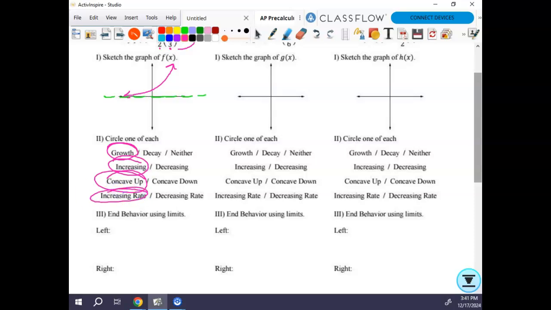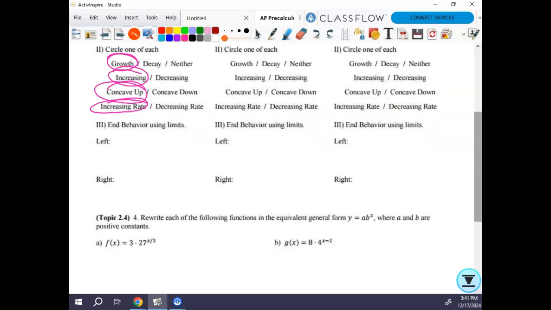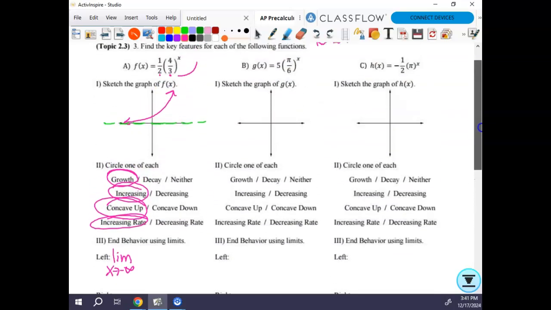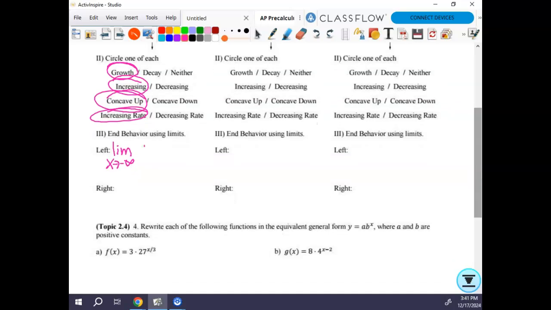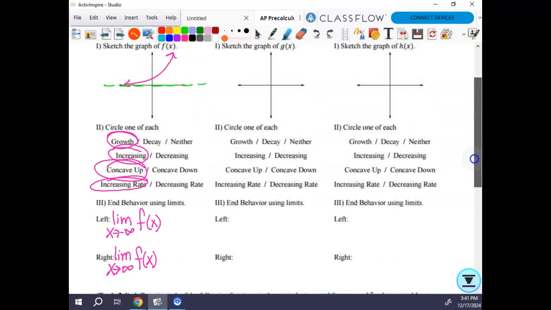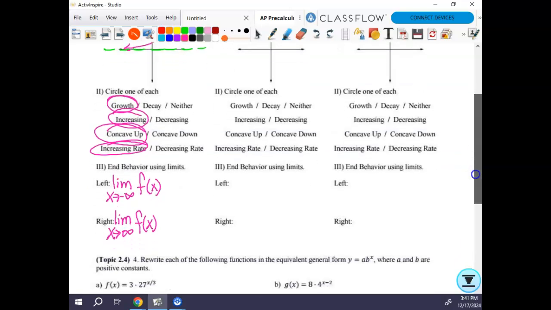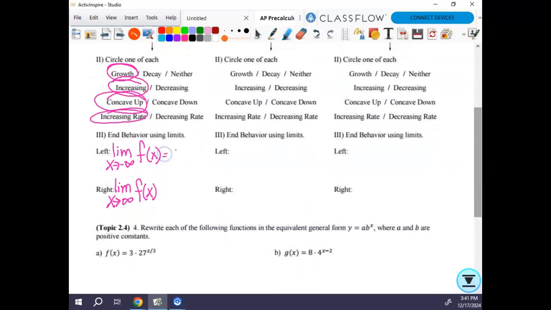Then we write our end behavior. So the limit as x approaches negative infinity of f of x, and the limit as x approaches infinity of f of x. Okay, so when I look up here, as my x is getting infinitely small, y is approaching 0, and when x is increasing without bound, we are approaching infinity.